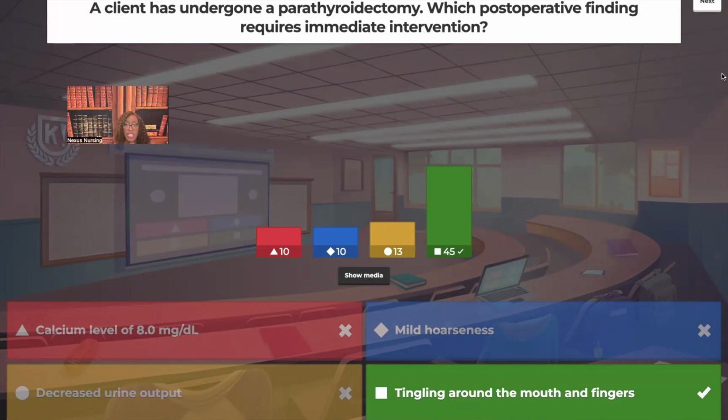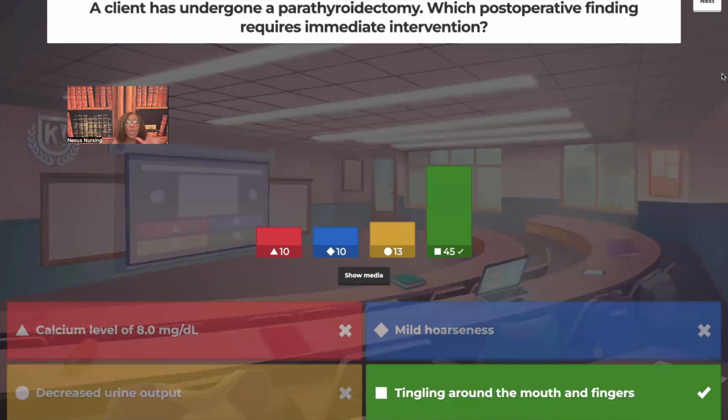Muscle nerve irritation, spasms, right? So that tingling in the mouth may just be foreshadowing what's later to come, a complication that's even worse, such as what? Seizures, cardiac dysrhythmias, laryngeal spasm, that patient's airway closing up. Who cares about anything else if that patient can't breathe?